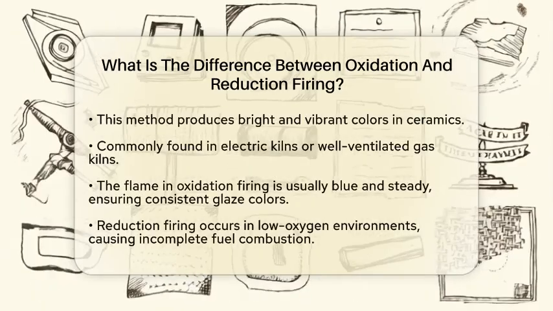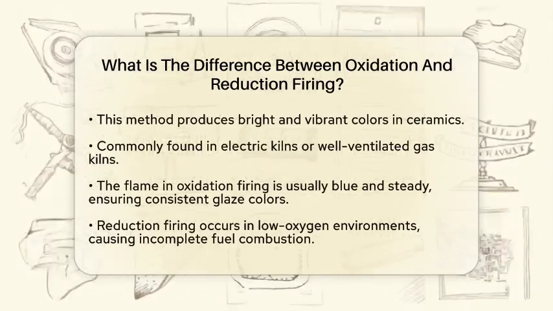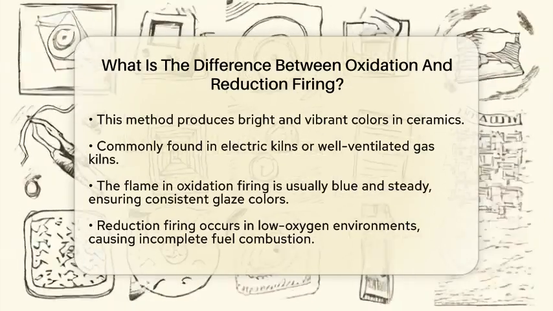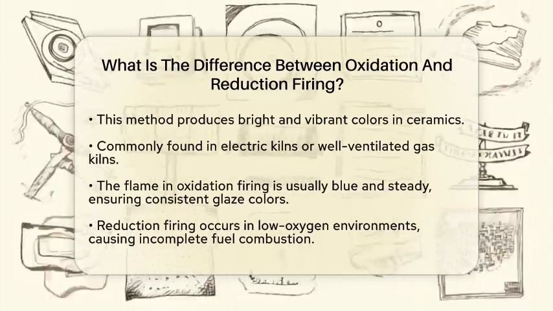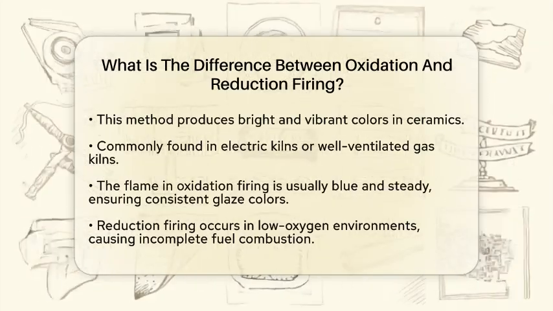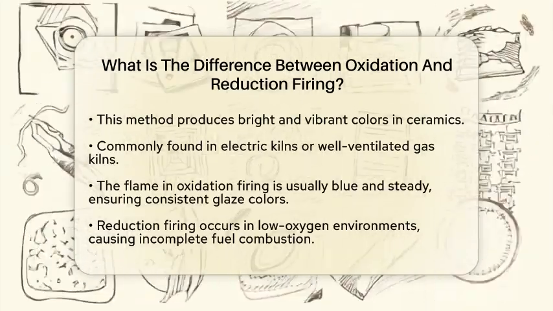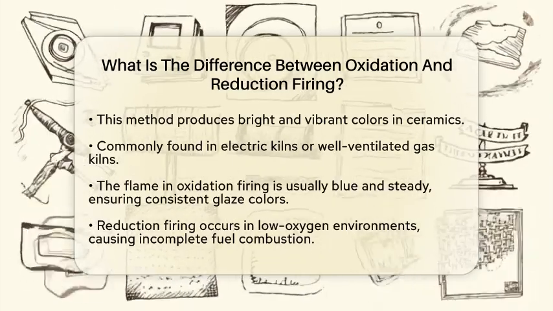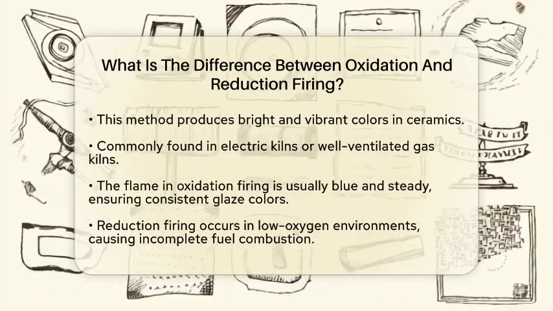On the other hand, reduction firing happens in an environment where there is not enough oxygen. This lack of oxygen means that the fuel does not burn completely. In this setting, gases like carbon monoxide pull oxygen from the clay and glaze materials. This process alters the chemical makeup of metallic oxides, reducing them to lower oxidation states.